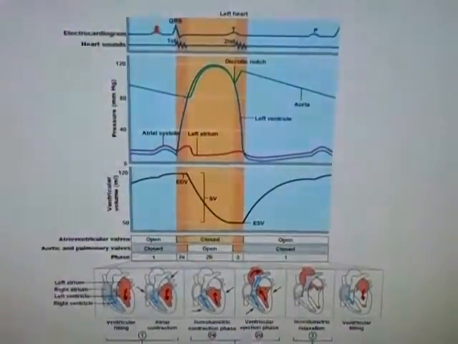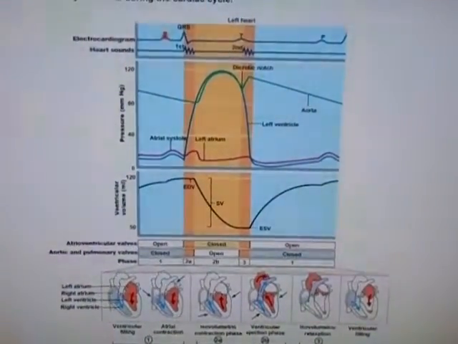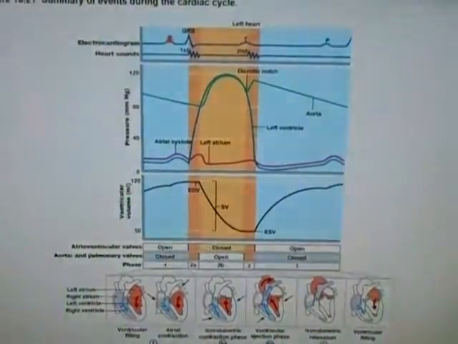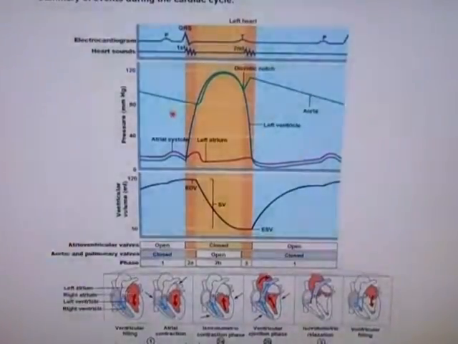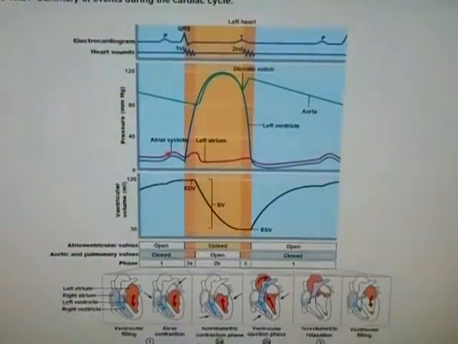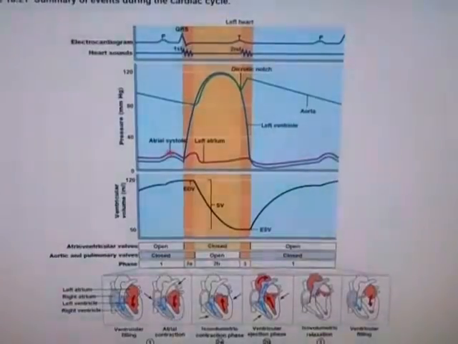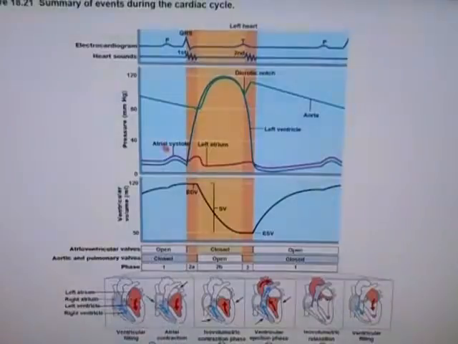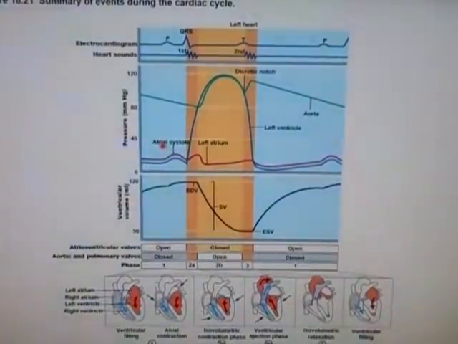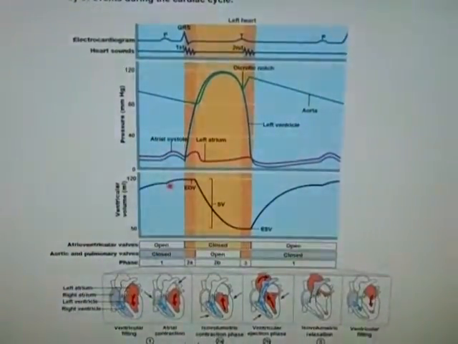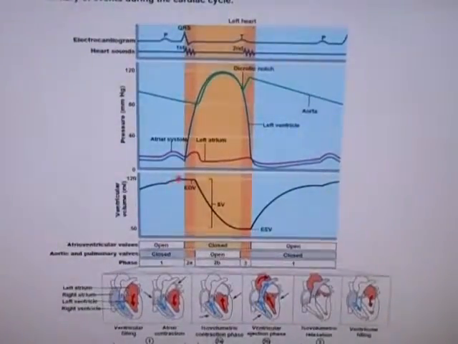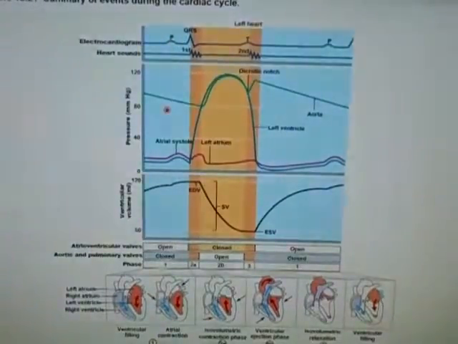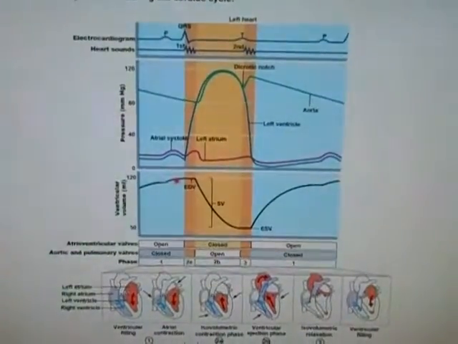Now the P wave represents depolarization of the atria, and as we know, when an area of the heart depolarizes, the muscle contracts. When a chamber contracts, you should see a rise in pressure, which we do right there. The pressure in the atrium goes up as it contracts, and you see it labeled atrial systole. Remember, systole means contraction. The line for ventricular volume goes up at the same time because when the atria contract, it forces some blood into the ventricle below it.